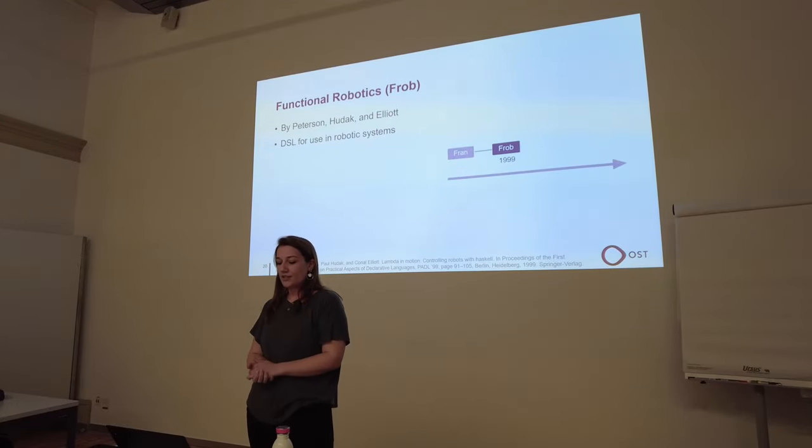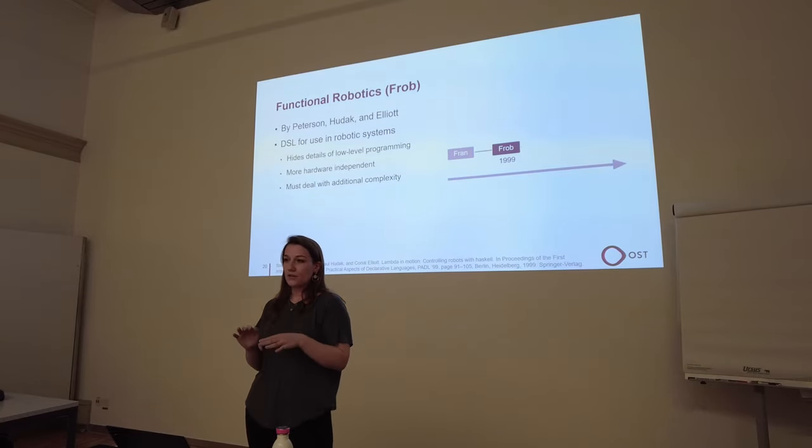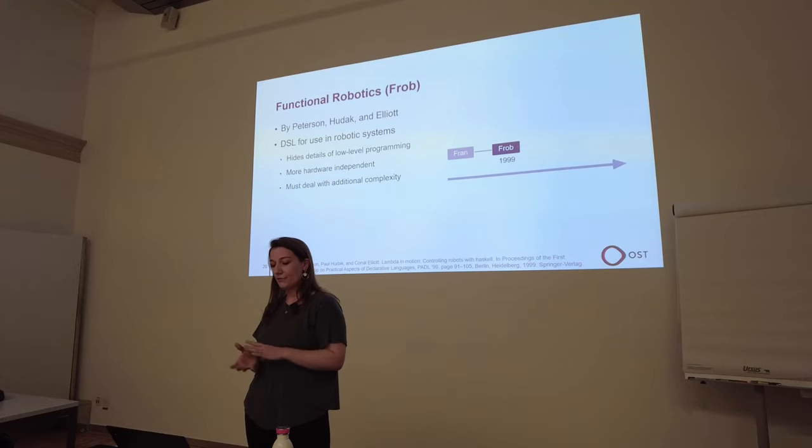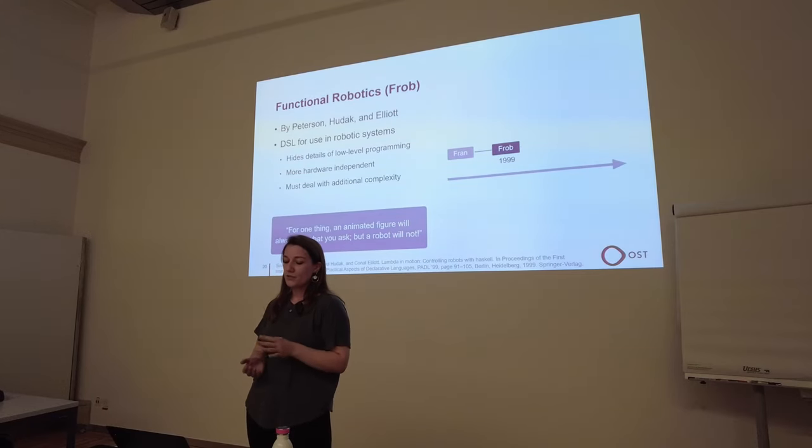Then they published in 1999 FROB, Functional Robotics. It's a DSL for use in robotic systems. It hides details of the low-level programming, and the code is more hardware independent. So it's a bit like FRAN, but it must deal with additional complexity because an animated figure will always do what you ask, but the robot will not.